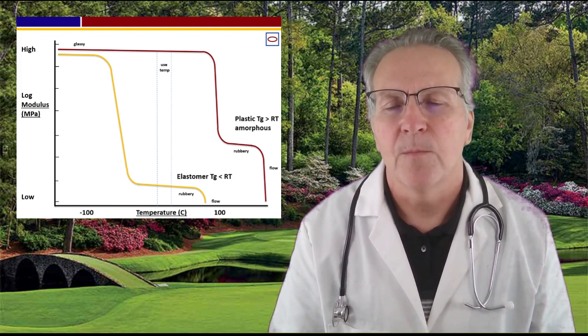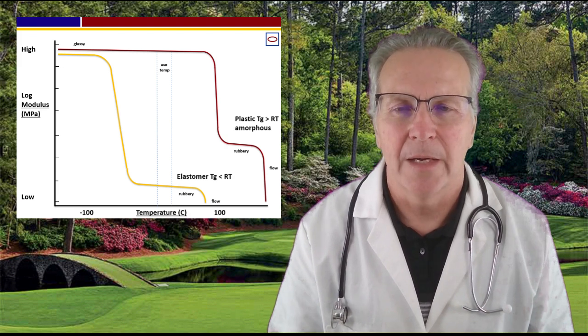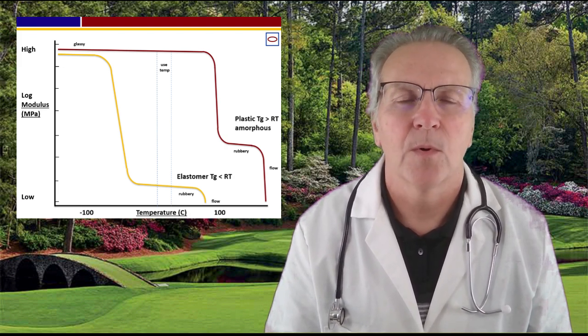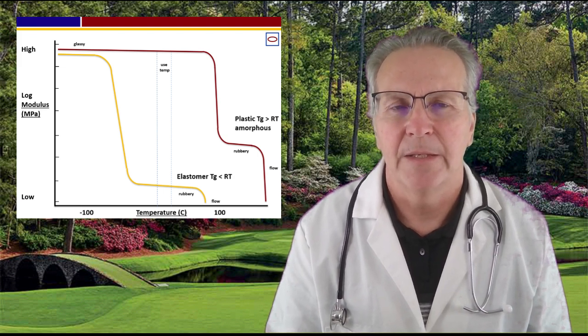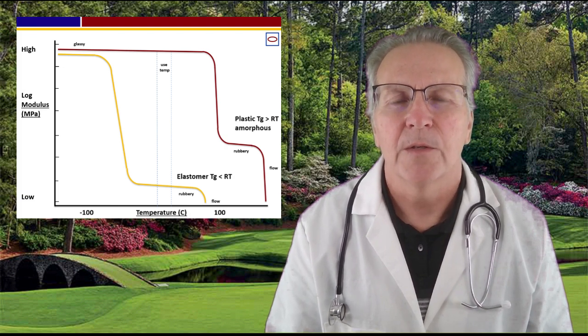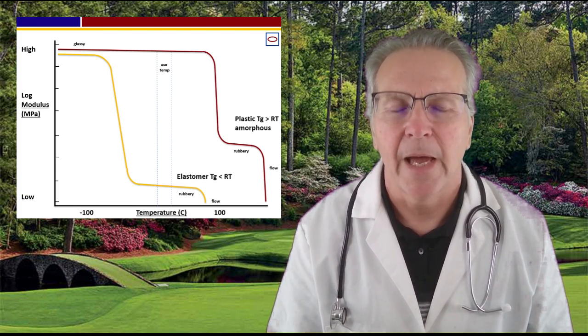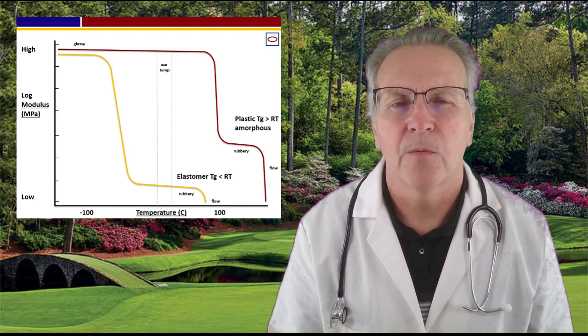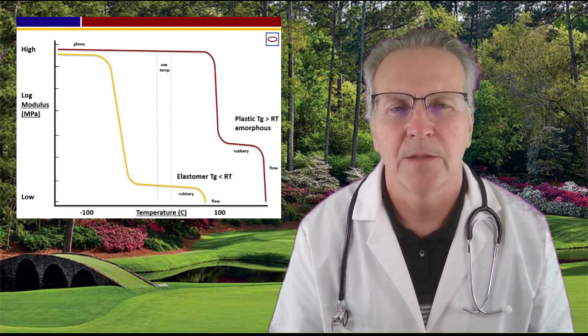Elastomers, they lose modulus left of the blue lines. So that means their TGs are very low. Natural rubber has a TG of minus 60 C. So at room temperature, they're very flexible. There's a huge difference in modulus at room temperature between plastics and elastomers. About 2 to 3 orders of magnitude difference in modulus.